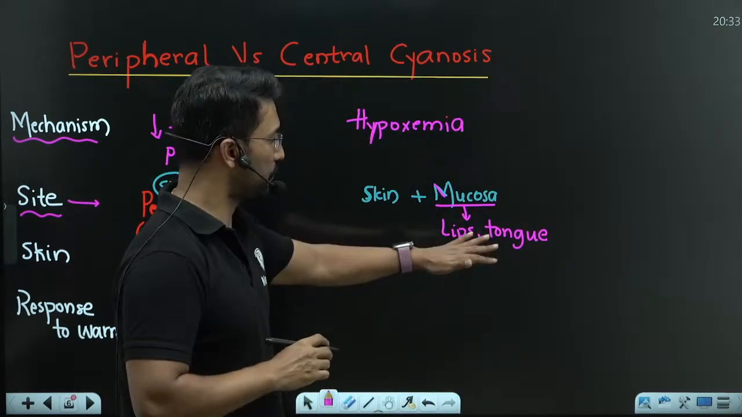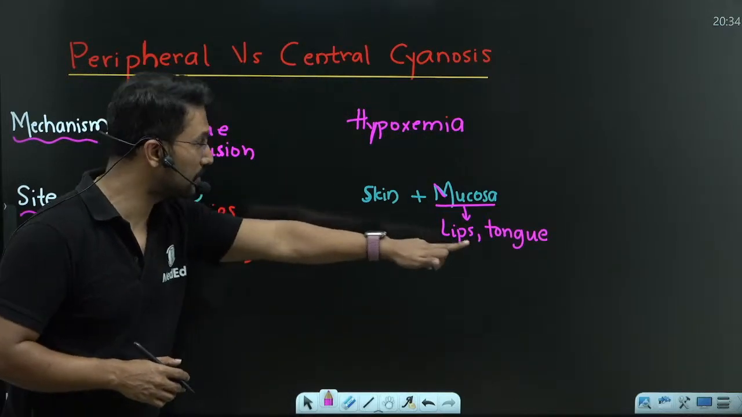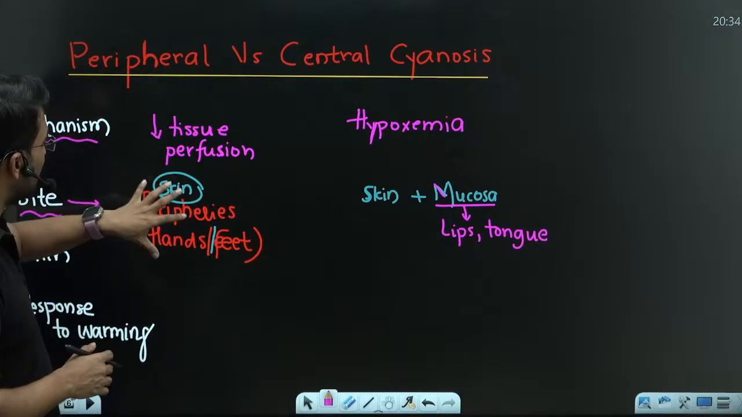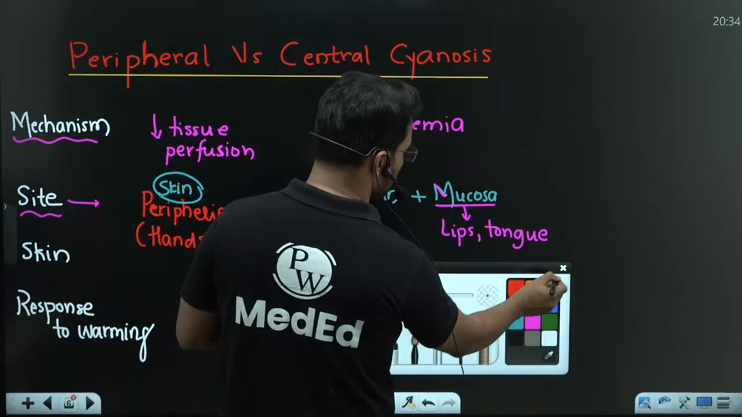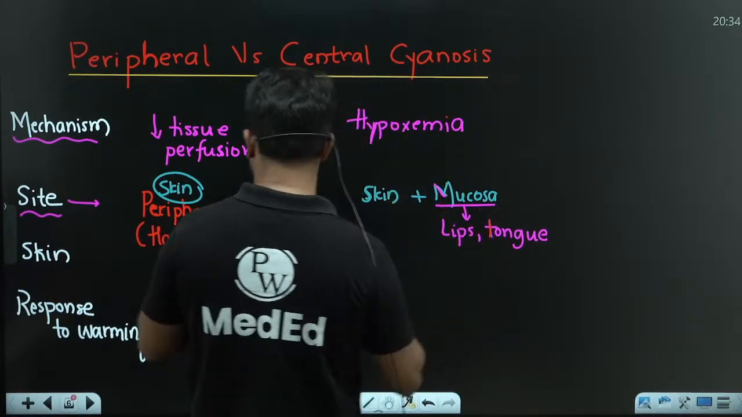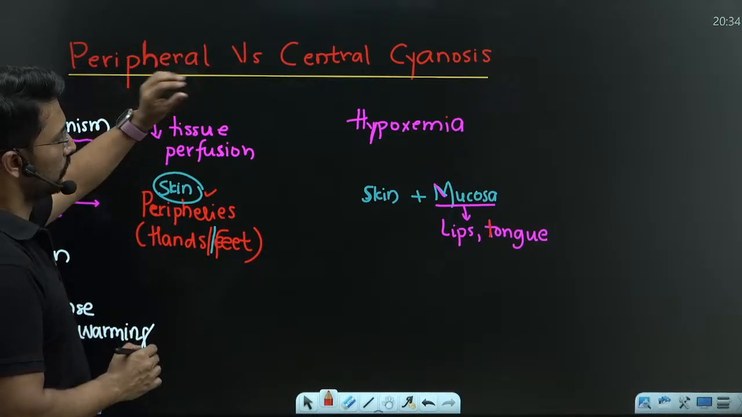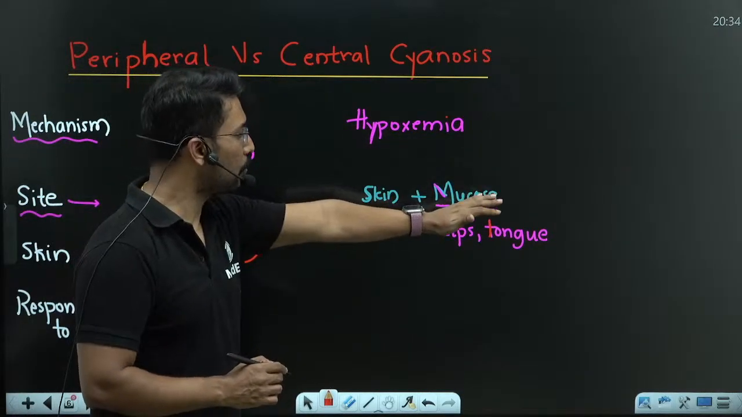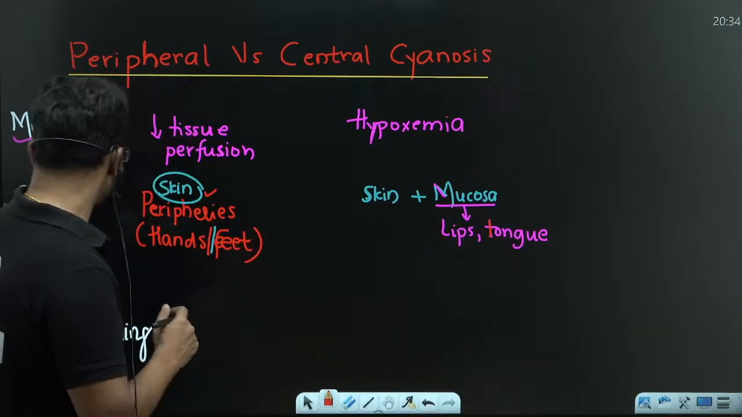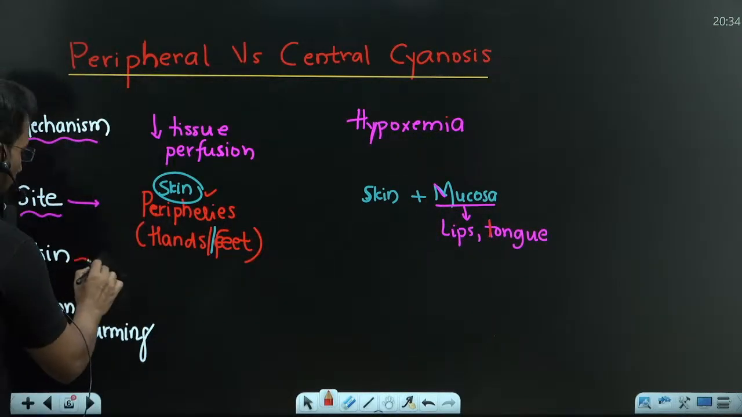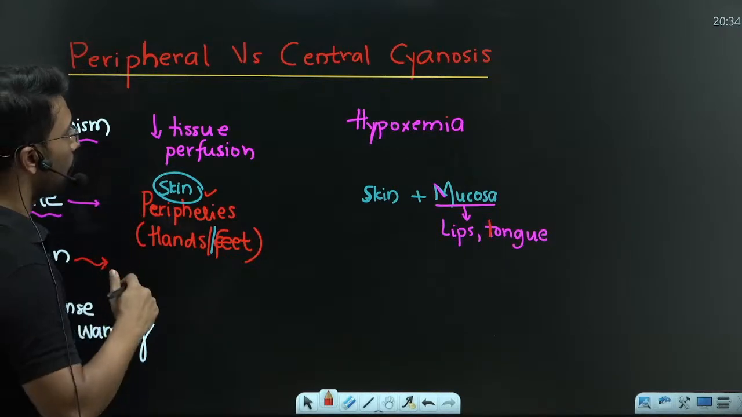These are the locations where I will see the cyanosis. I will not see the bluish discoloration of lips and tongue in peripheral cyanosis, right? This is the most important point I want you to remember: the involvement of mucosa. There is no involvement of mucosa, only skin, when it comes to peripheral cyanosis. In central cyanosis, the amount of reduced hemoglobin going to every part of the body is increased, so I will see involvement of mucosa.